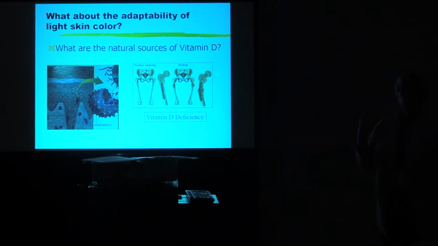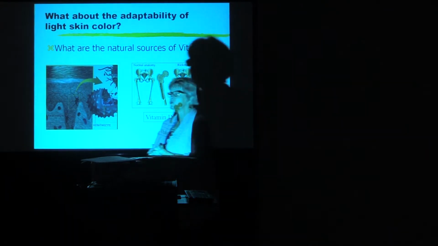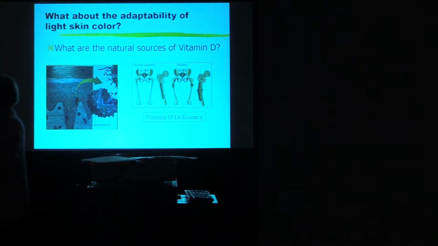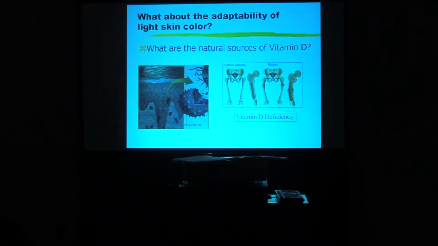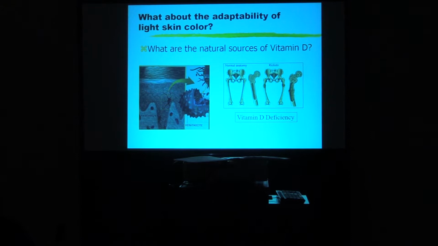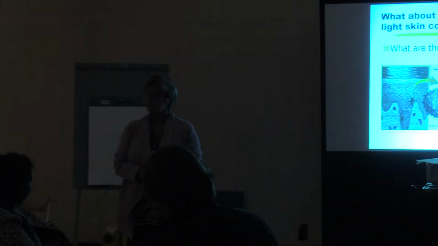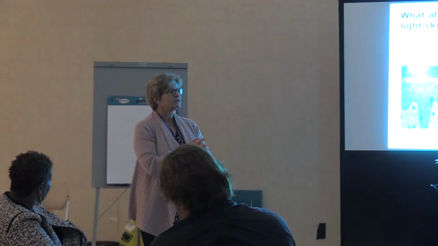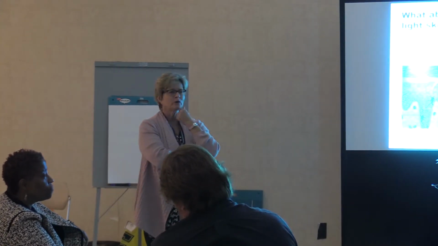Okay, so what about people that look like me? Well, we know that as you move away from the equator, the sun's rays are less direct, they're more oblique. So consequently, it gets a little harder to obtain enough sunlight so that we are able to synthesize vitamin D. Now, what are the natural sources of vitamin D other than sunlight?